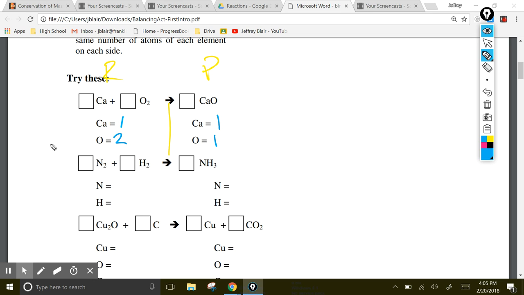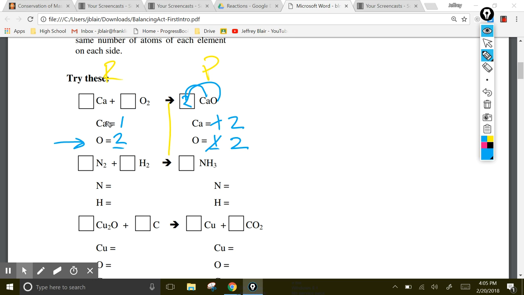What isn't equal? It's our O's. Our O's are not equal on both sides. We've got 2 on this side, 1 on that side. How do we get 2 on this side? Put a coefficient of 2 in front of it. 2 times 1 Ca gives me 2 Ca's now on this side. 2 times my 1 O gives me 2 O's on this side.